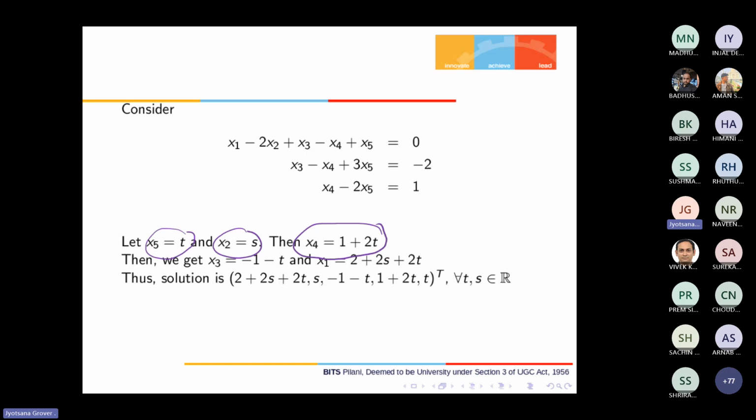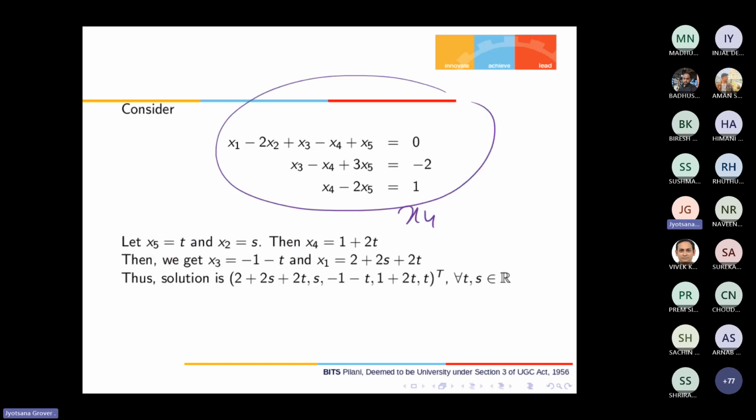Okay, we have got this. So x4 will be what? 1. You just have to go backwards. Start from the bottom. So x4 is 1 plus 2x5, 1 plus 2t, because x5 is a free variable. You are saying, okay, give it some name t.